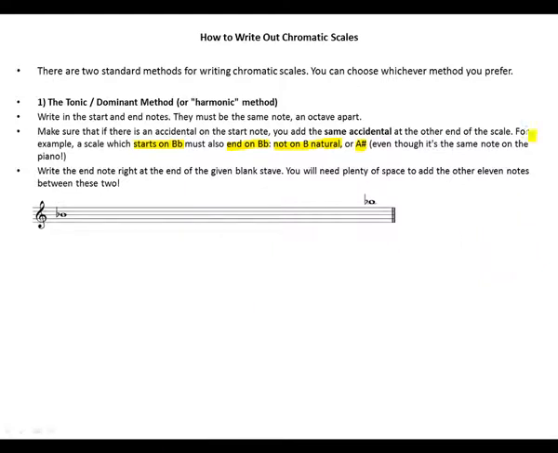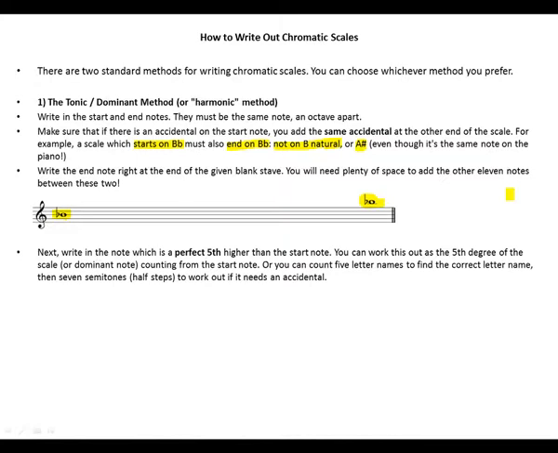So here's an example. We have B flat as a starting note. We should have B flat at the end note. Next, write in the note which is a perfect fifth higher than the start note. We need a perfect fifth higher than the starting note.